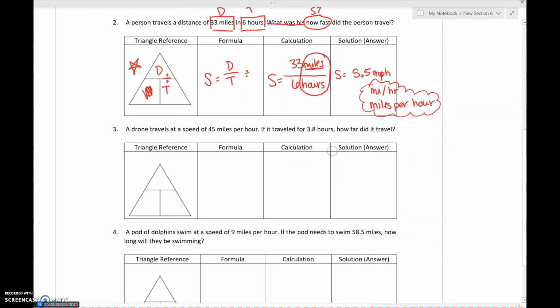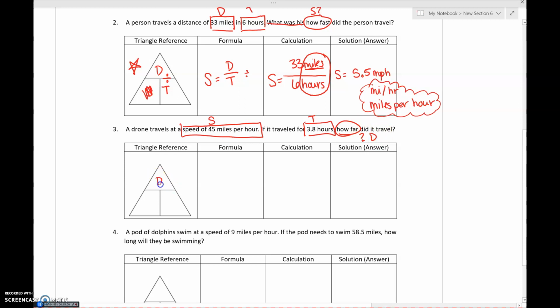All right, let's move on to number 3. A drone travels at a speed of 45 miles per hour. So we have our speed here, 45 miles per hour. And if it traveled for 3.8 hours, how far did it travel? So we know our speed, it's given here, and we know the time, it's given here, and it's looking for how far. And so this is the distance.